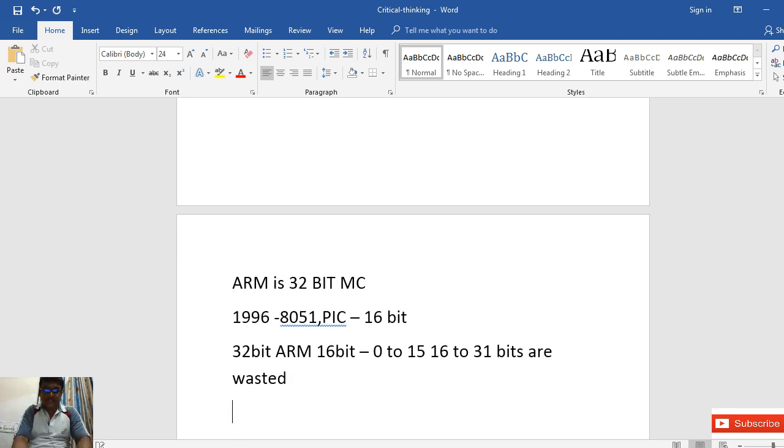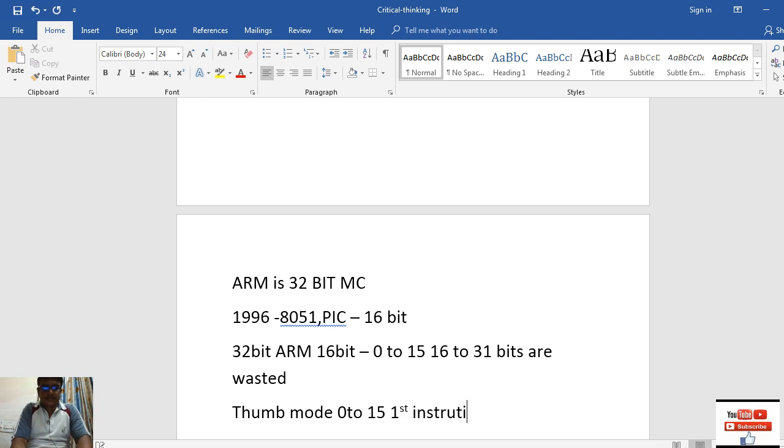In order to address this issue, the ARM people came up with thumb mode. If you have 16-bit data, the ARM is switched from 32-bit to 16-bit execution mode. So here, bits 0 to 15 will hold the first instruction, and the next instruction goes to bits 16 to 31.